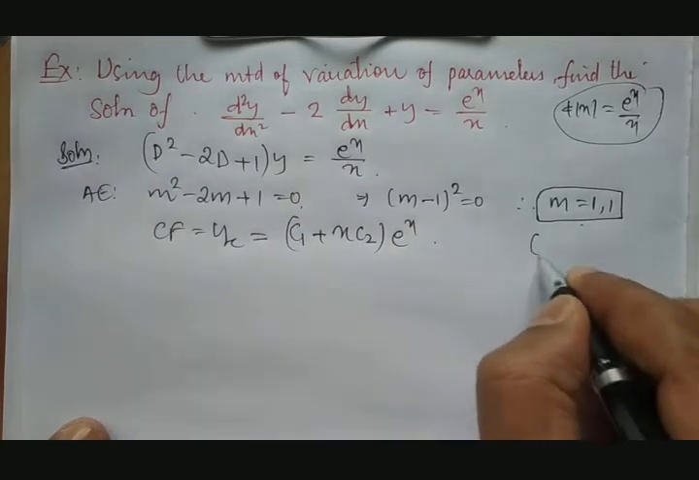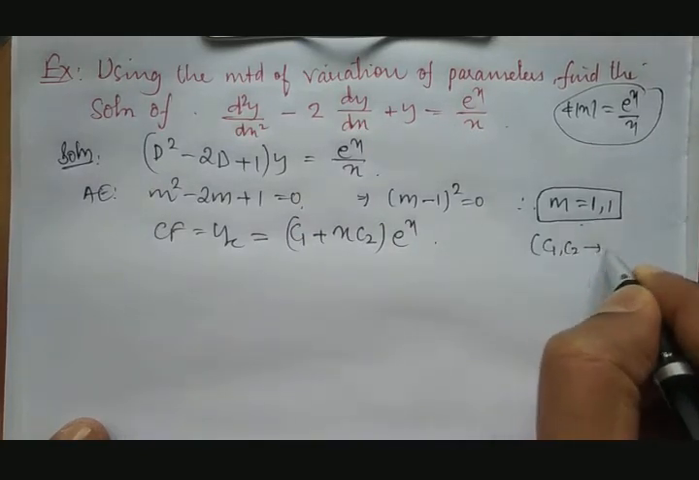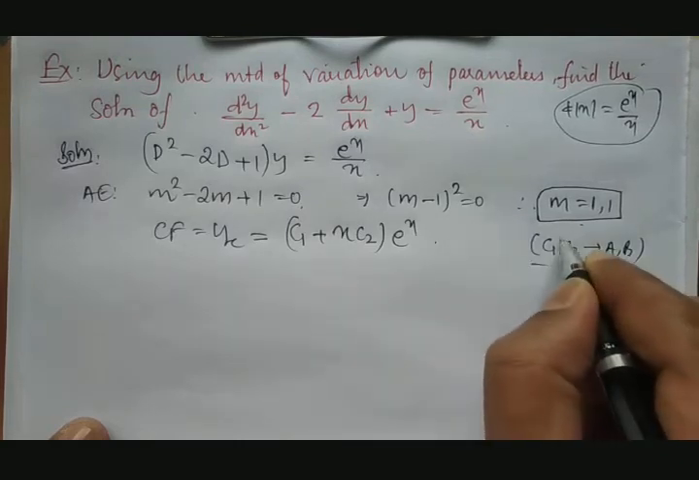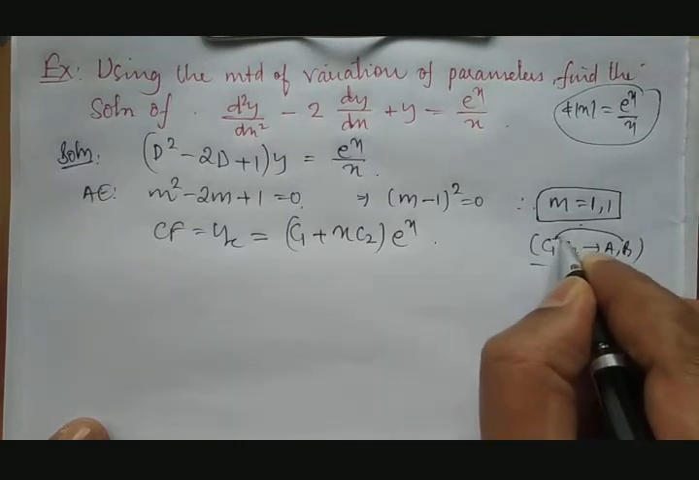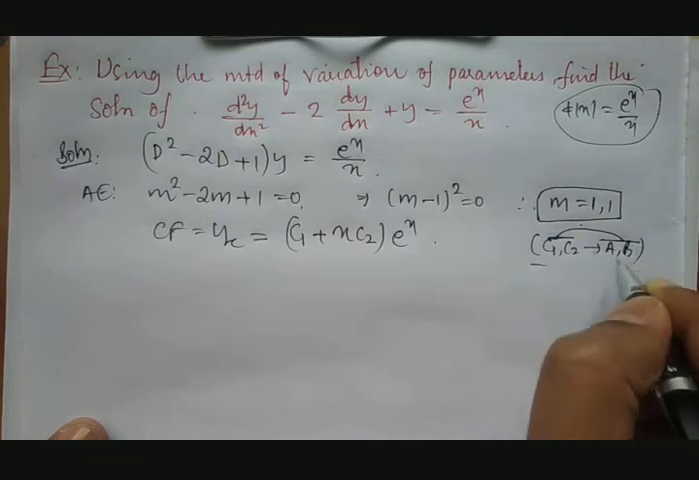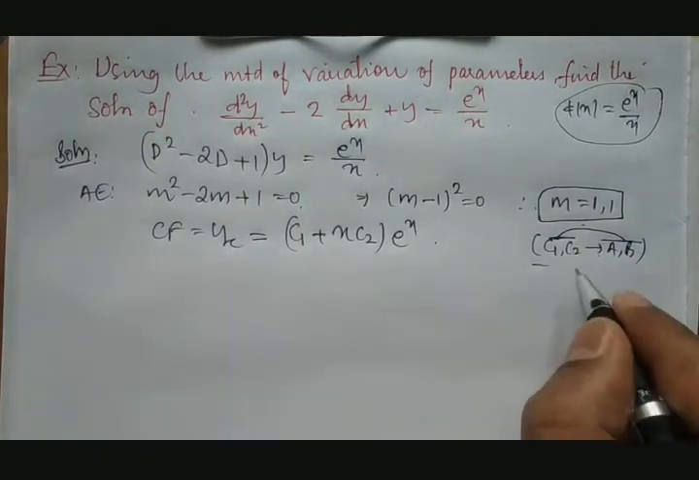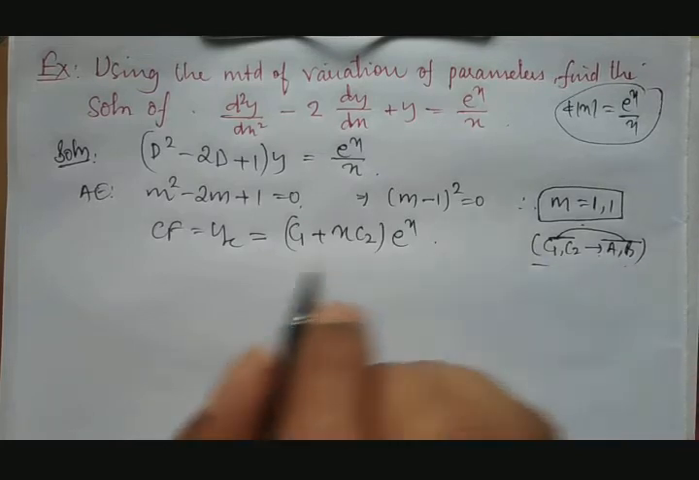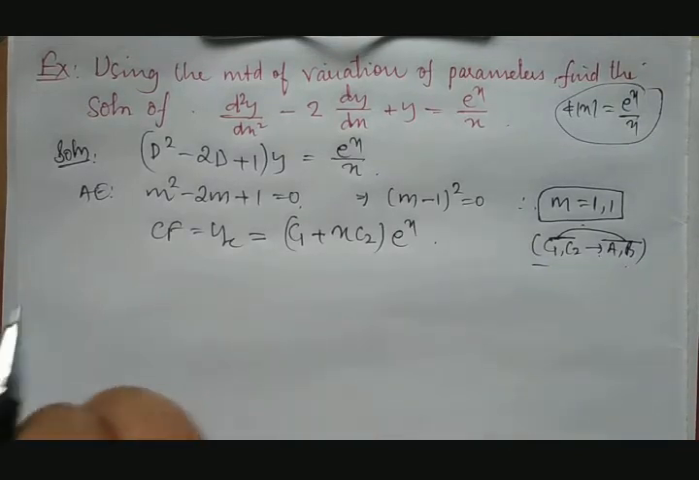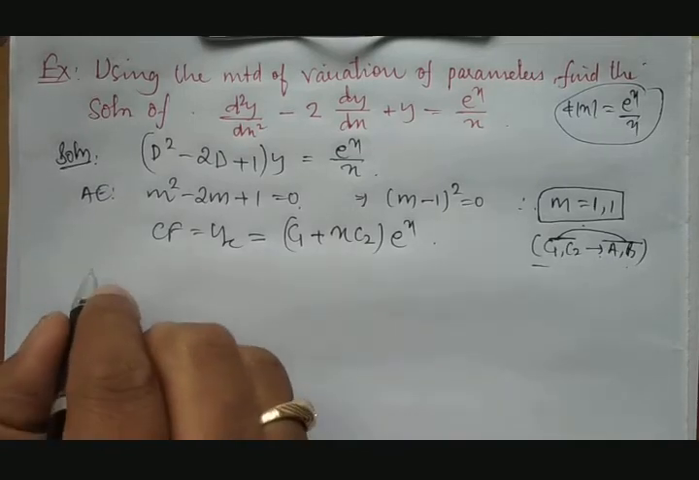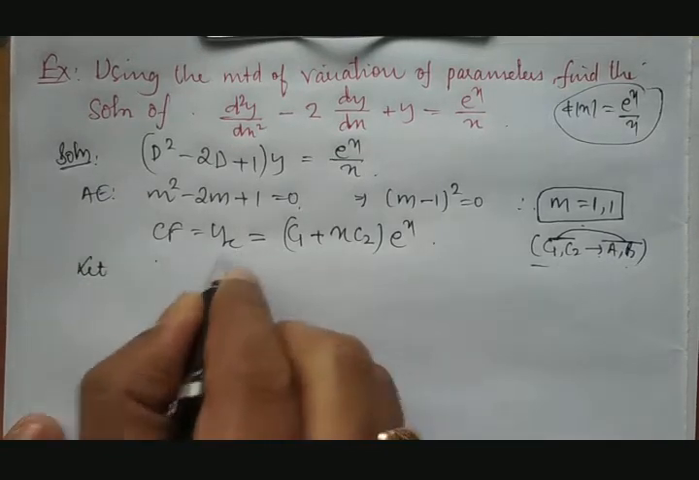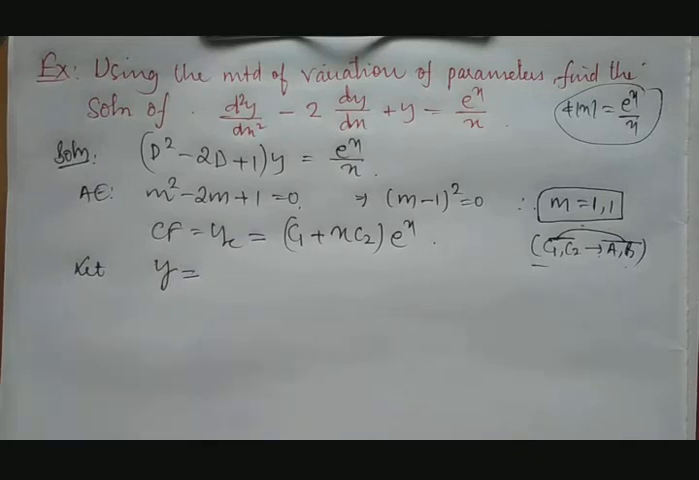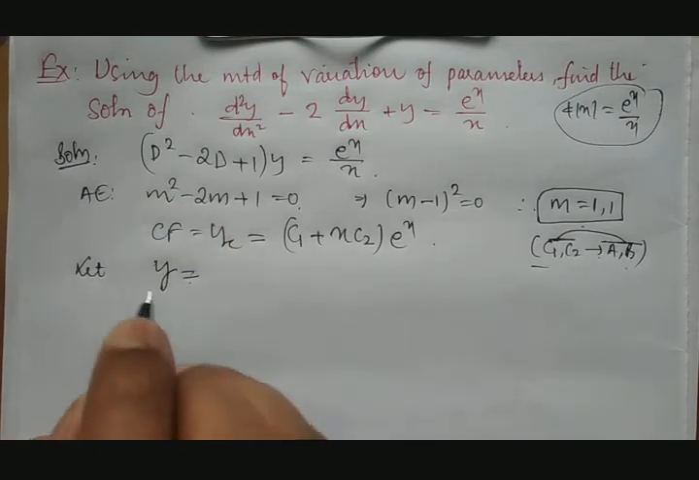In this complementary function we are going to replace c1 and c2 by a and b, the variation of parameters. So this set of parameters is going to be replaced with this set of parameters, where c1 and c2 are the arbitrary constants and a and b are functions of x. Therefore let us take yc becomes y, the assumed form of the complete solution. Finally it will become the required form of the complete solution. Initially it is the assumed form.